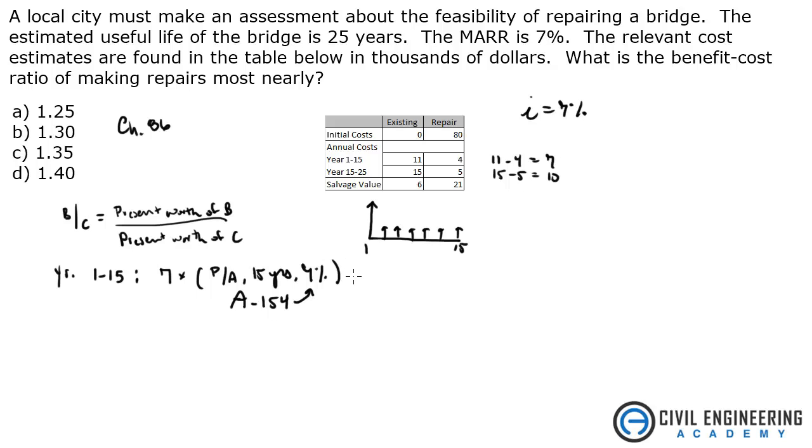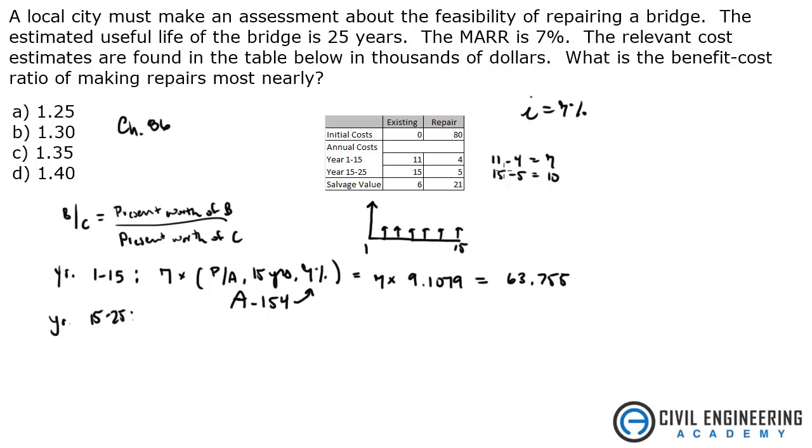And what does that give us? That value that I find is actually, so it's going to be 7 times, the value is 9.1079, which is going to equal 63.755.